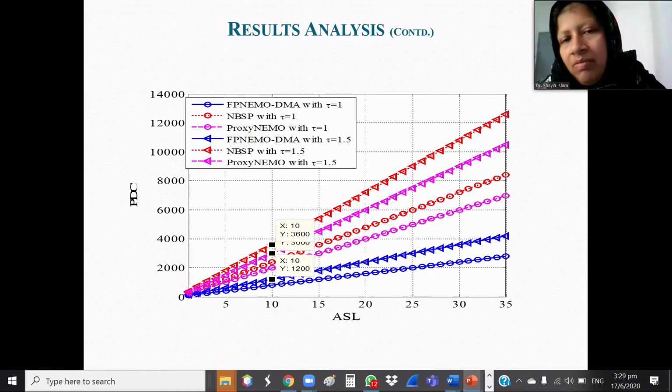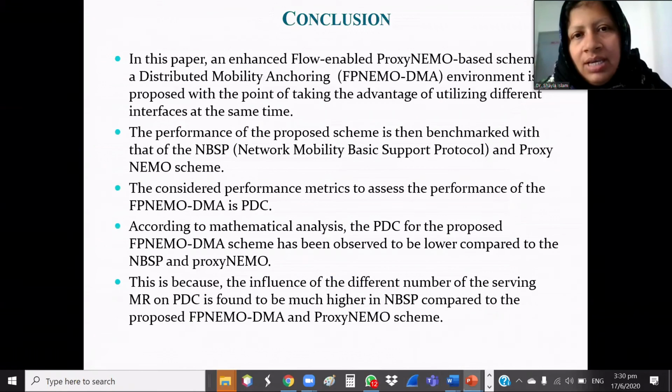And in conclusion, what we can say is that this is the enhanced version, as I mentioned earlier. Now our concentration is to do some practical experiments. Currently it is in progress. So definitely we will try to compare the mathematical analysis results with the practical scenario. But at this moment, from this analysis, it can be predicted that yes, if we can reduce these things, it will ultimately affect the total cost as well as improve the performance for this environment.